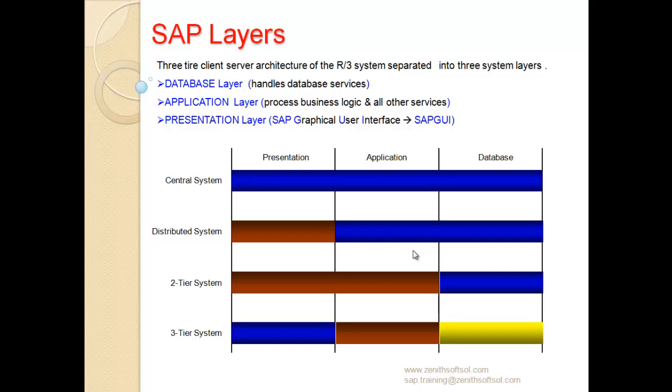Now, if presentation and application are on one system and database is on another system, then we call it a two-tier system. This also nobody is using. Lastly, three-tier systems. If presentation is on one system, application on another system and database on another system, then we call it a three-tier system. This is what each and every company is using.